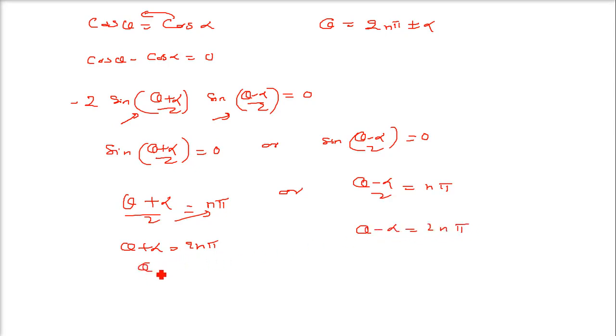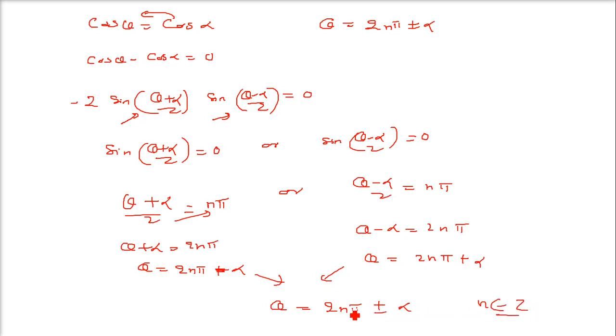So what do you get? Theta will be equal to 2n pi minus alpha. Here you get theta equal to 2n pi plus alpha. Now combine these two. So you get theta will be equal to 2n pi, use both the signs, plus minus alpha, where n belongs to Z. So this is the general solution. Now if we talk about sec theta equal to sec alpha, you can write it as 1 by cos theta equal to 1 by cos alpha, and this is simply cos theta equal to cos alpha. So for sec theta equal to sec alpha also, the same general solution will be there.